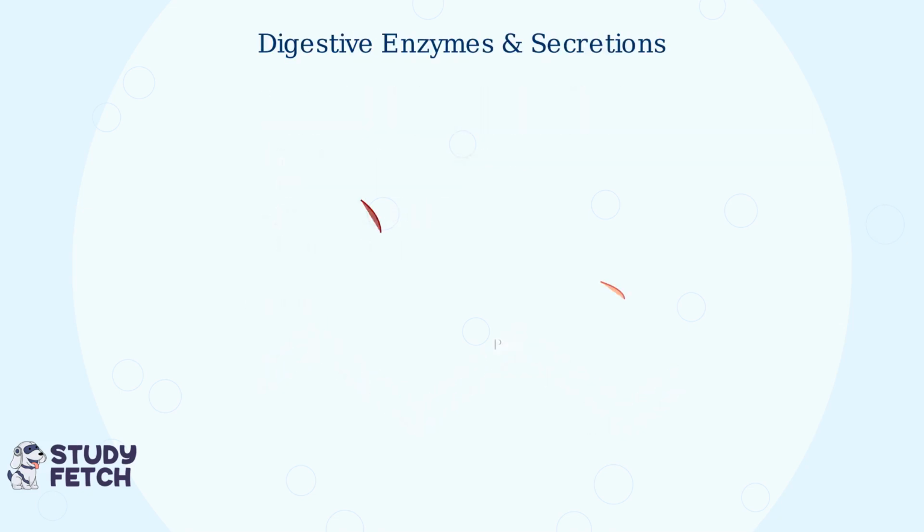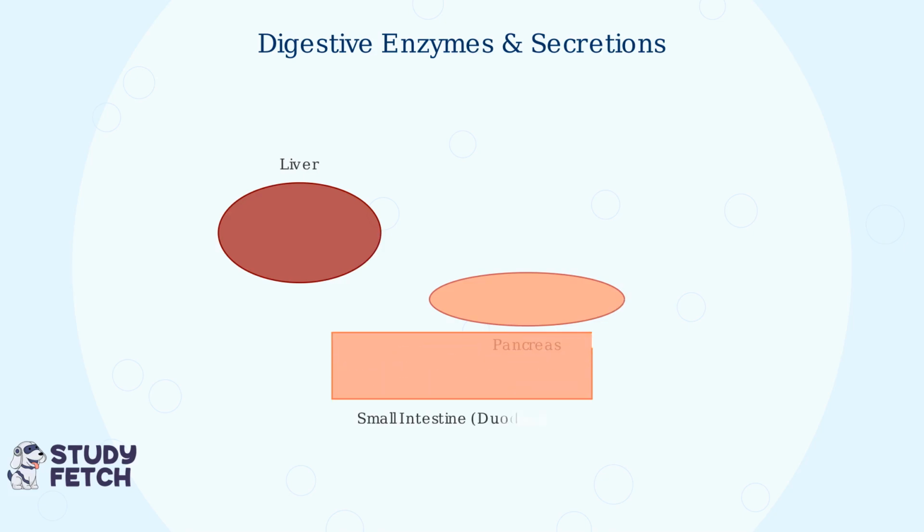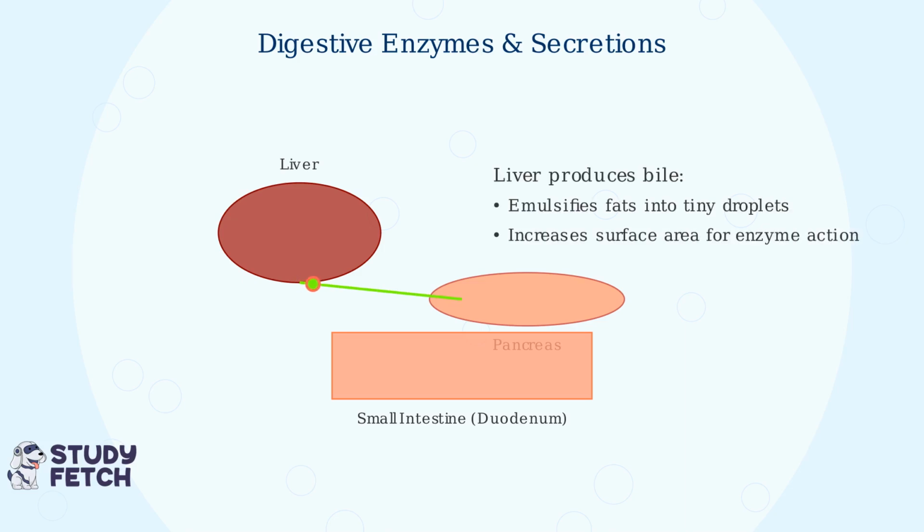Digestion in the small intestine relies on secretions from 2 accessory organs, the liver and the pancreas. The liver produces bile, which flows through the bile duct into the duodenum. Bile doesn't digest food, but emulsifies fats into tiny droplets, increasing surface area for enzyme action.